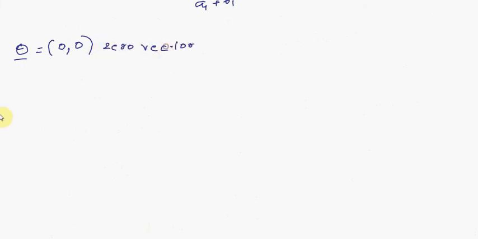That is, we know that this set of ordered pairs should contain a vector denoted by theta and given by the ordered pair 0, 0, that is nothing but the origin. We will call it the zero vector, and this should be included in that subset of ordered pairs.